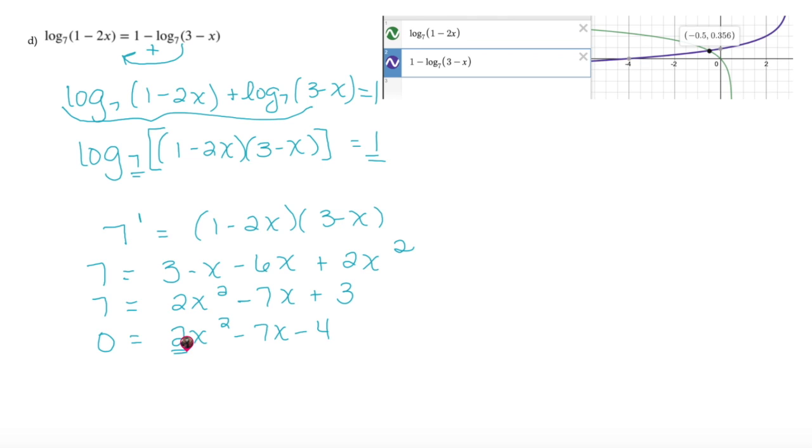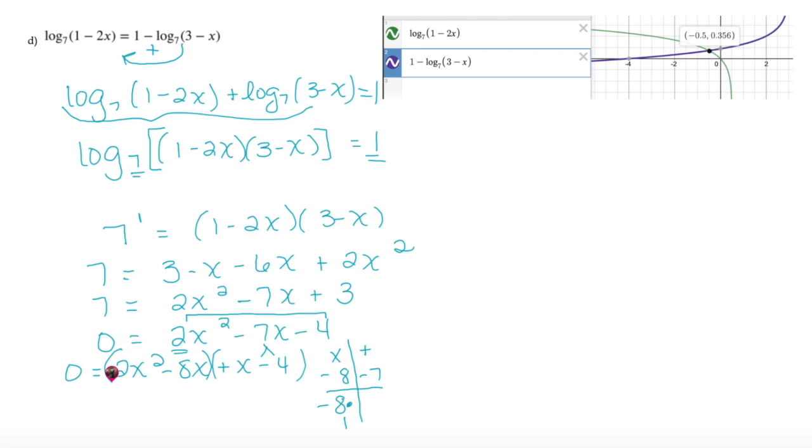This time, since I have a value in front of x squared, we have to use the AC split method, where we find two numbers that multiply to negative 8, since 2 times negative 4 is negative 8, and yet add to negative 7. Let's see, negative 8 times 1 would work. Since negative 8 plus 1 is negative 7, we can split our middle term. So 2x squared minus 8x plus 1x minus 4.